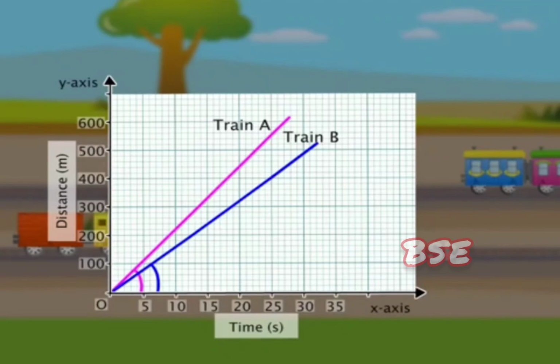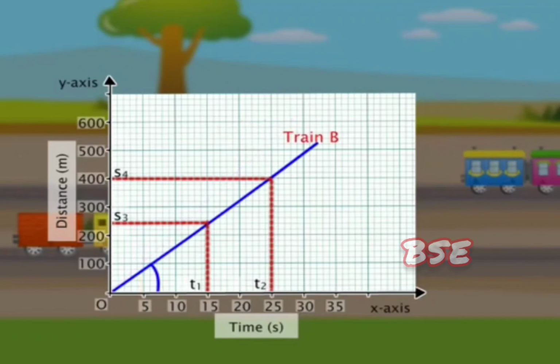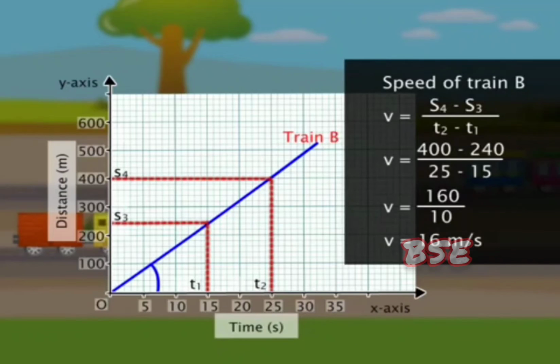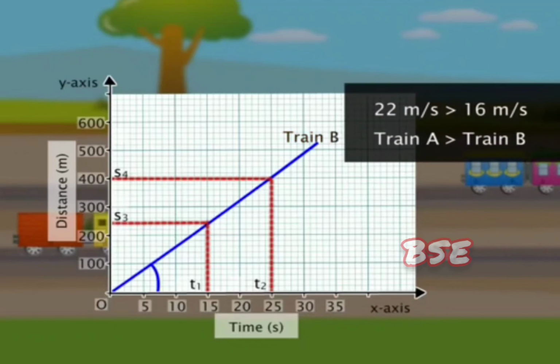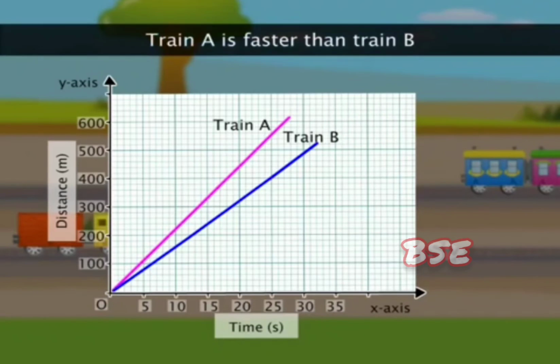By using the graph and the speed formula, we can find the speed of train A this way. Similarly, the speed of train B can be calculated this way. We can see that the speed of train A was 22 meters per second and the speed of train B was 16 meters per second. So, train A is moving faster than train B.